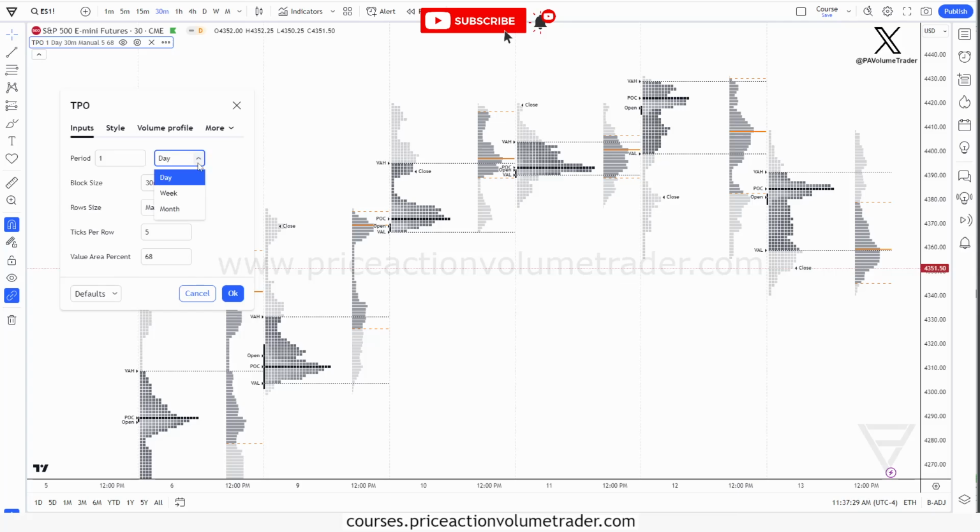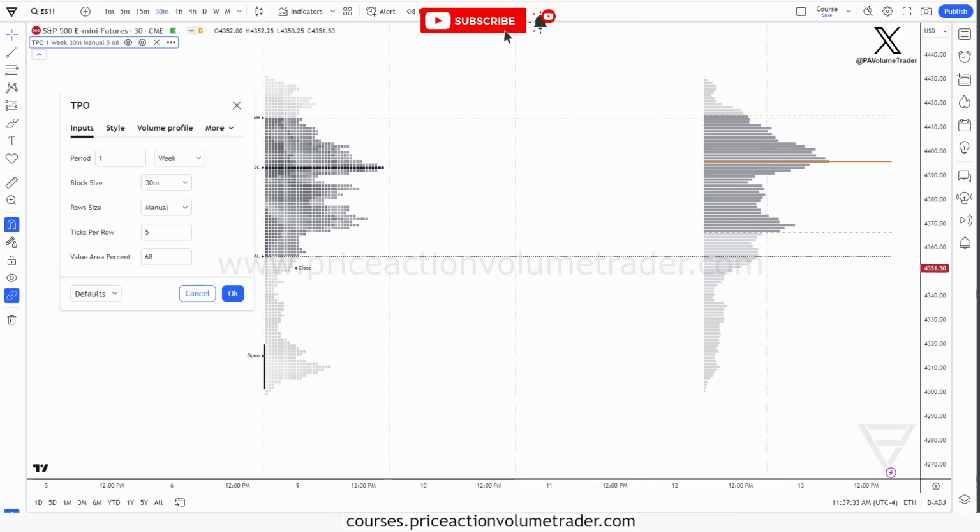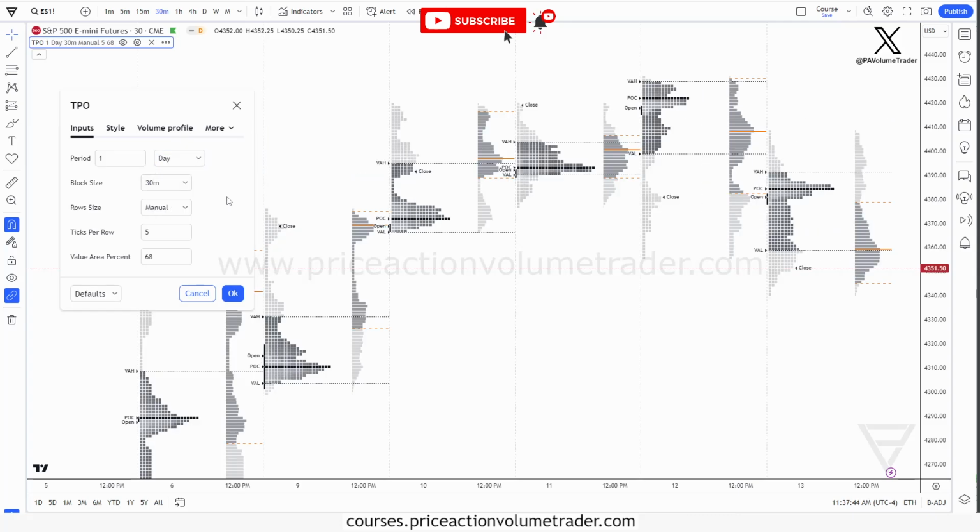You can also change this to put a weekly profile. So right here we have pretty much a market profile consisting of 5 trading days altogether, etc. Okay, so let's go back to the daily. Block size, like I said, by default you can change this to different periods, but by default market profile is always based on 30-minute periods.